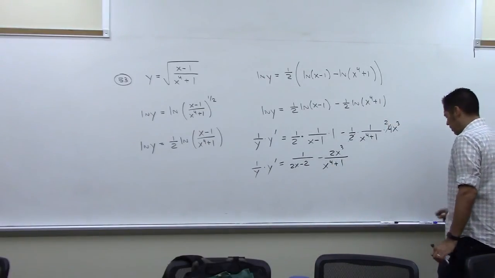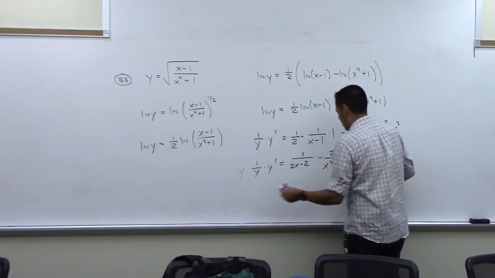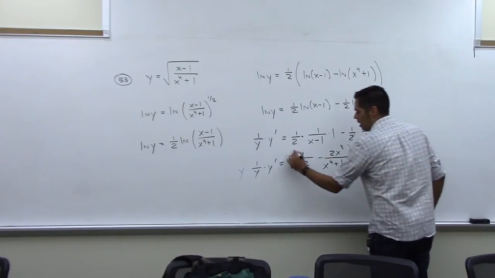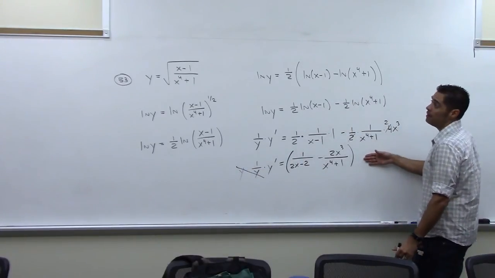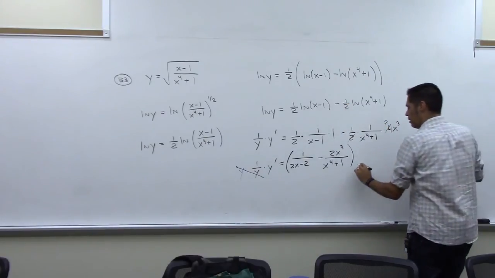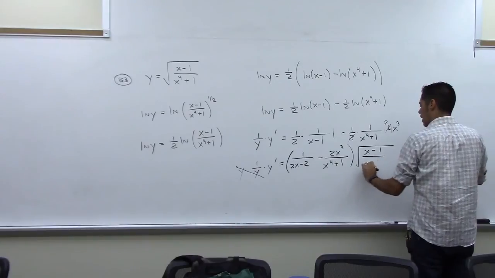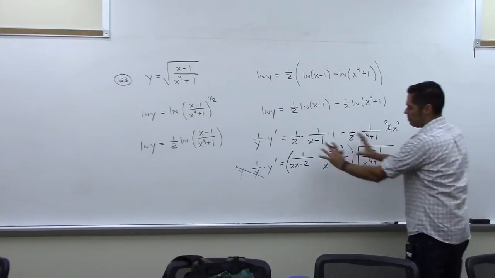Now I will multiply both sides by y. So I multiply this side by y, and we're going to do that every time. That means multiply this entire side by y. The y's cancel here. The y on this side is actually that up there. So square root of x minus 1 over x to the 4th plus 1. So that's y times all this.